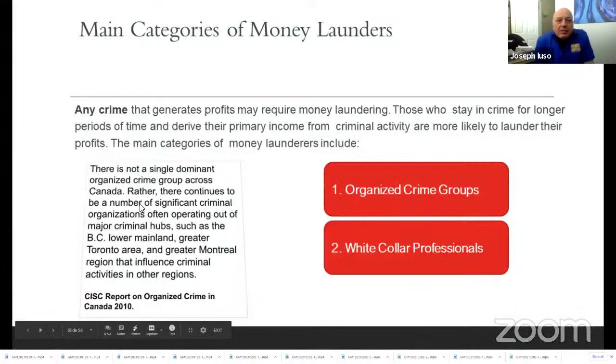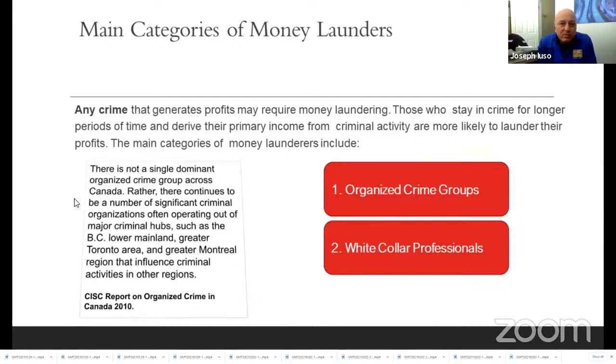So, money laundering. There's really two main categories, although you could probably say there's 22 based on the different predicated offenses. There's probably 6 million other ways to do it as well, but there's really two forms of where it comes from and where it goes through.